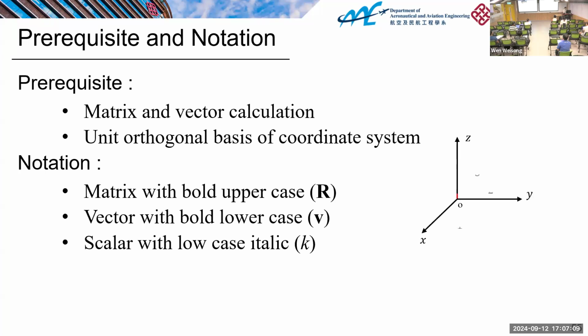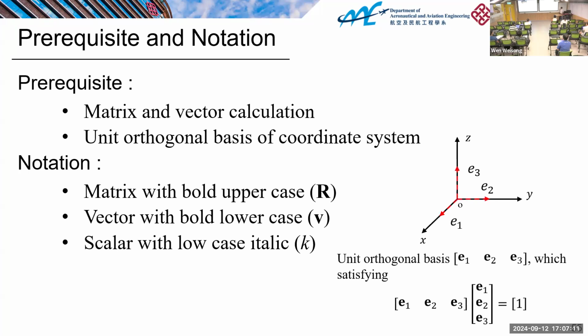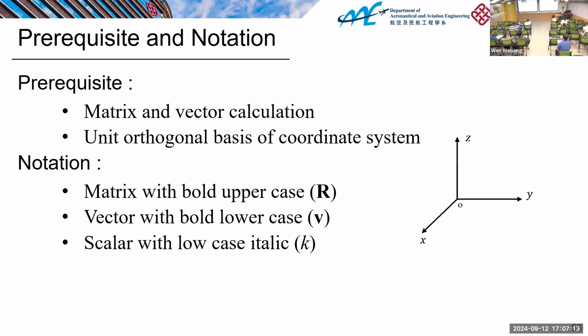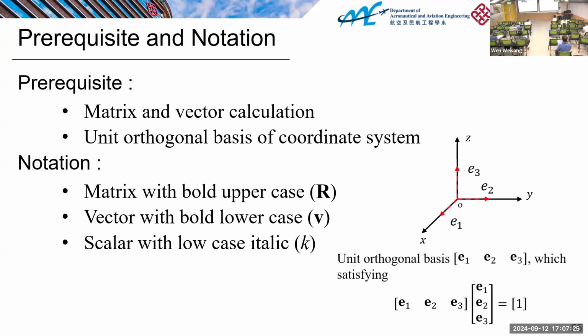So what is an orthogonal basis? Given a coordinate system, the three directions are orthogonal to each other, right? Based on this, we can have three direction vectors, e1, e2, and e3. Each of the directions e1, e2, e3 is orthogonal to the others. It means the e1 vector multiplied by e2 should equal 0. So this is the orthogonality.